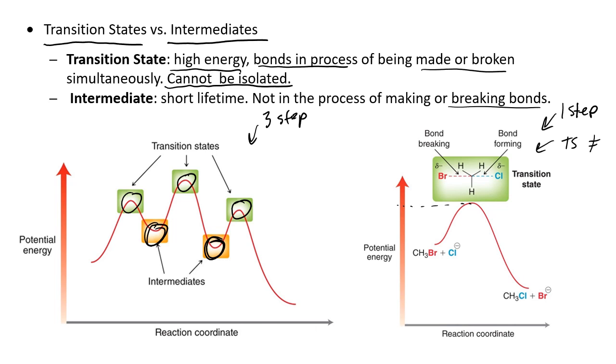So where we started with a carbon-bromine bond and we're ending with a carbon-chlorine bond. So this is the point at which the carbon-bromine bond is breaking and the carbon-chlorine bond is simultaneously forming. So it's a very high energy species. You cannot isolate that. And it's where bonds are breaking and forming simultaneously.